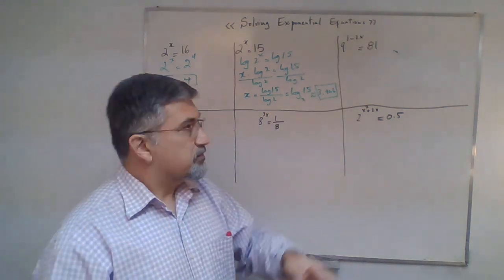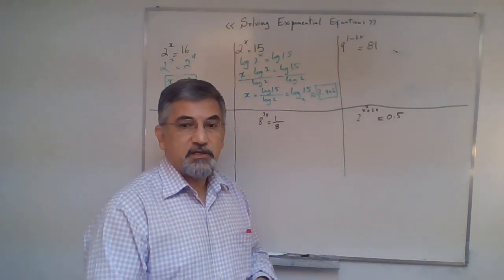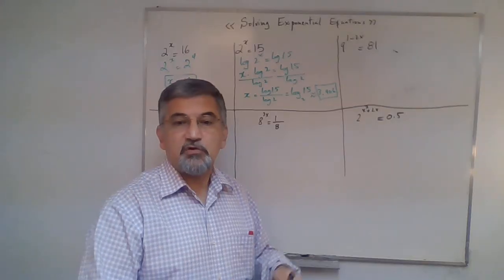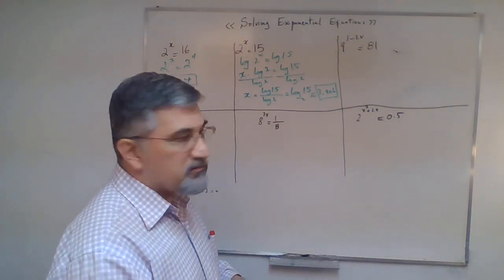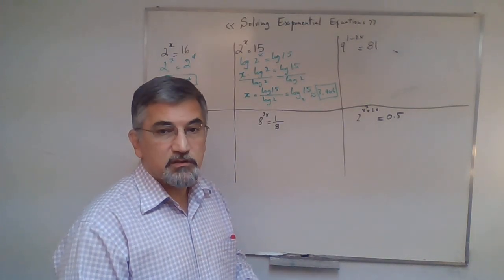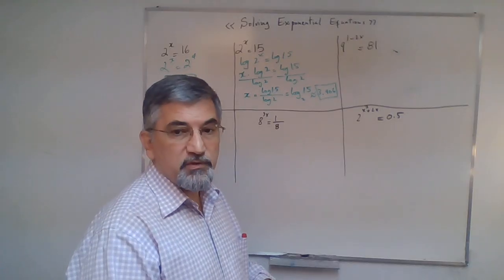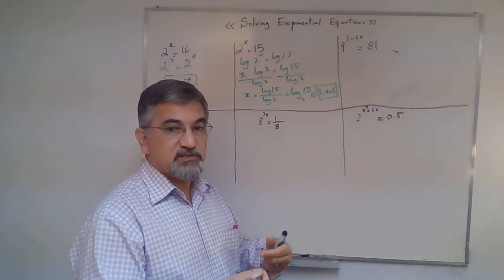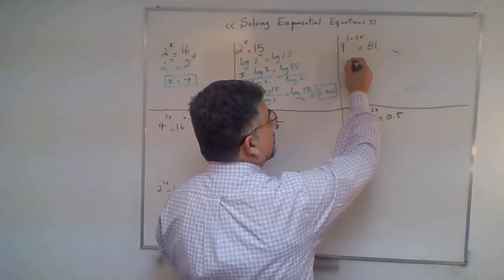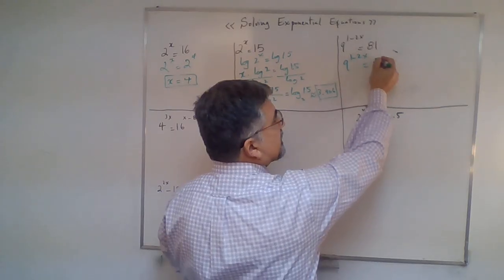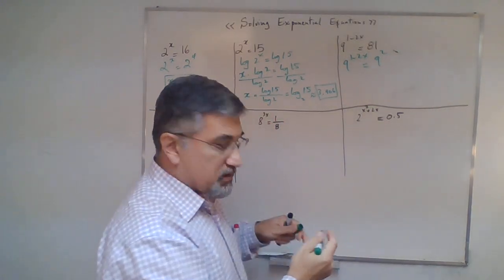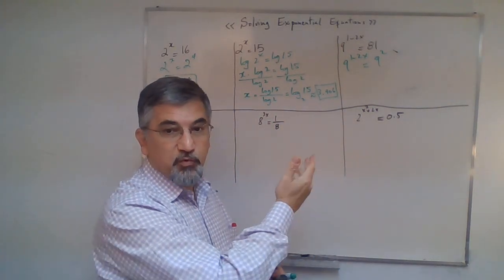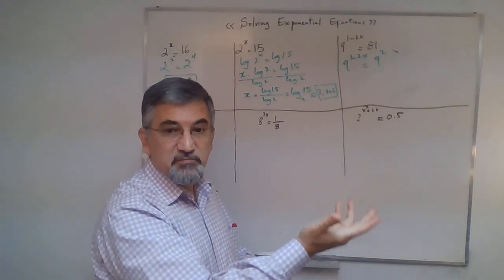Next exercise, the base on the left is 9, the number on the right is 81. But everybody knows that 81 is 9 squared. So why don't we express 81 and rewrite it as 9 squared? So 9 to the exponent of 1 minus 2x equals 9 squared. Now you see two powers are supposed to be equal. They both have the same base.